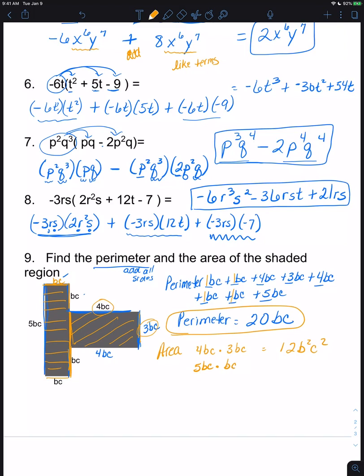Now let's find the area of this rectangle, and it would be 5 BC times BC, which gives us 5B squared C squared. Now we can add the two areas together, leaving us with 17B squared C squared. So there would be your area, by breaking those two shapes down.